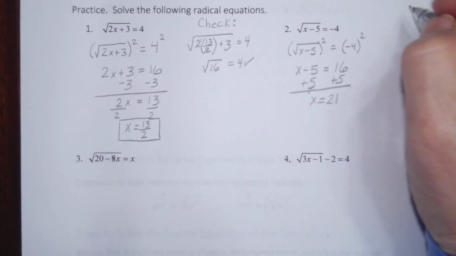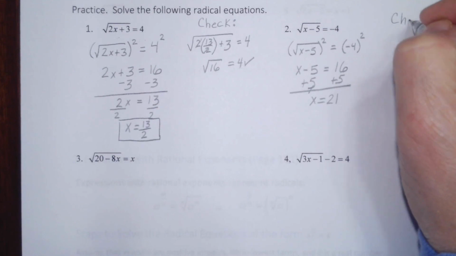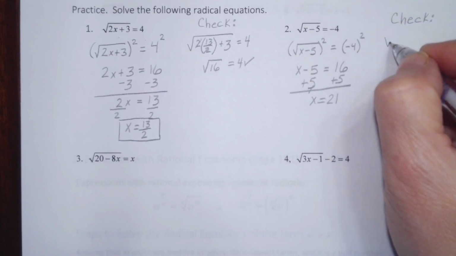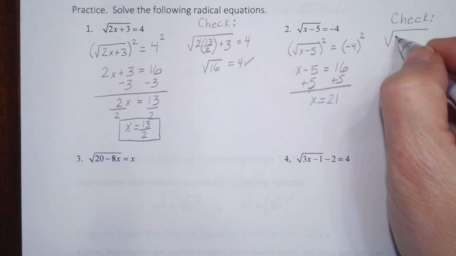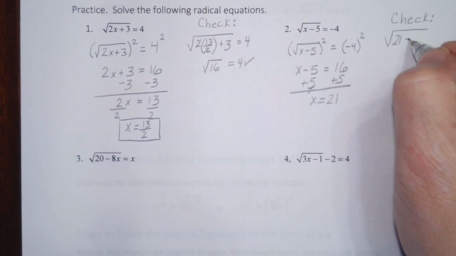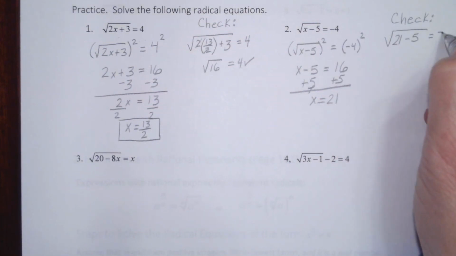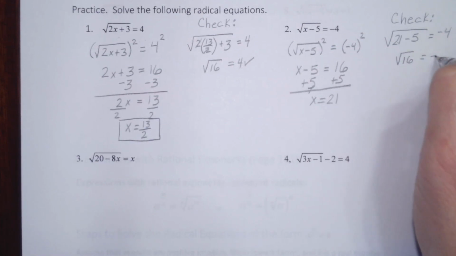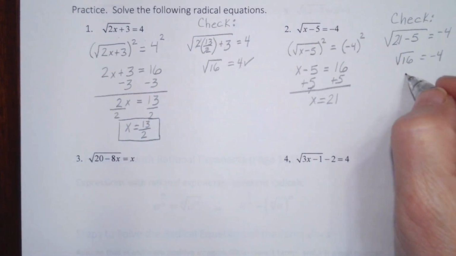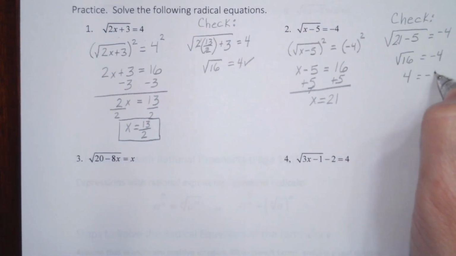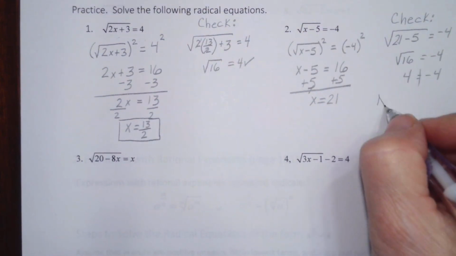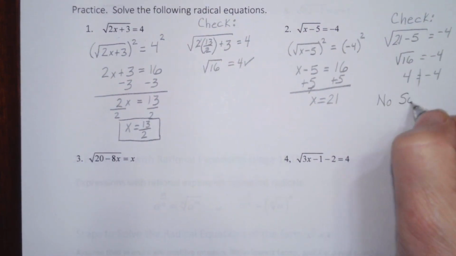Let's go ahead and check this. If we put 21 in our radical, we replace x with 21: the square root of 21 minus 5 equals -4. Well, 21 minus 5 is 16, so the square root of 16 equals -4. The square root of 16 is 4, which equals -4? Well, that's not true. So there is no solution.